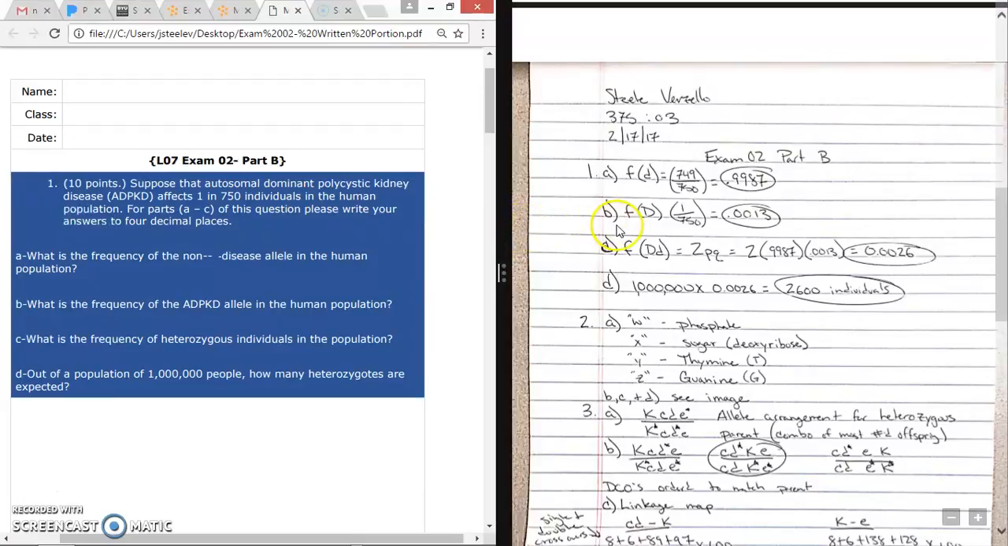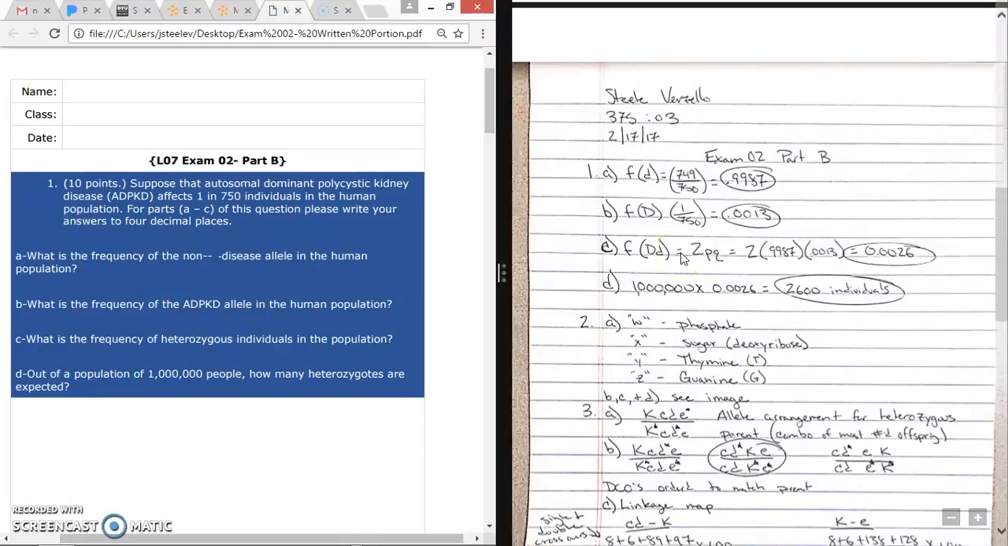So we're going through this for the frequency of the non-disease. You're going to take 749 divided by 750, and that will give you your allele frequency. For B, the frequency of the ADPKD allele in the human population is that 1 in 750 individuals, which is 0.0013. For C, what is the frequency of heterozygous individuals in the population?